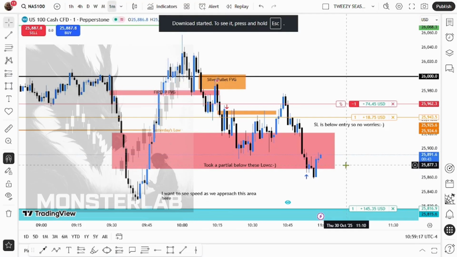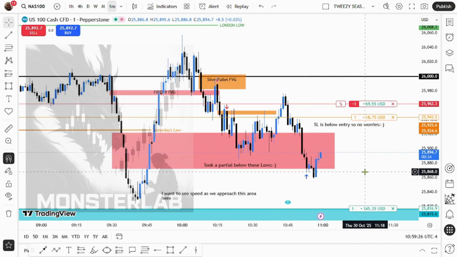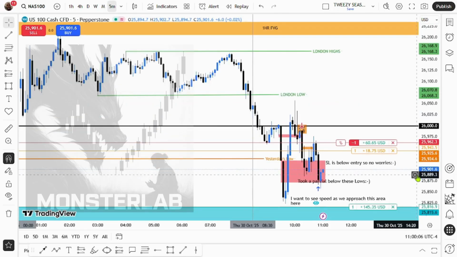Yeah, so it's advisable you take a partial around this area if you're in these sales. If you are in any kind of sales on this day, which is Thursday, right now it's the time to take what you are taking, if you are still in.